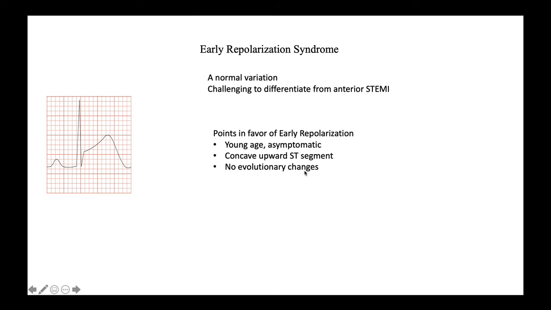Another important thing about early repolarization syndrome is you won't see evolutionary changes. That means if you repeat an ECG hours later, you would see that the ECG is still the same. Whereas if you were dealing with myocardial infarction, you would see an evolution of changes. You would see the T wave starting to invert, you would see Q wave formation taking place. And with early repolarization, you do not expect any reciprocal changes. For example, you won't see ST depression in your inferior leads in such cases.